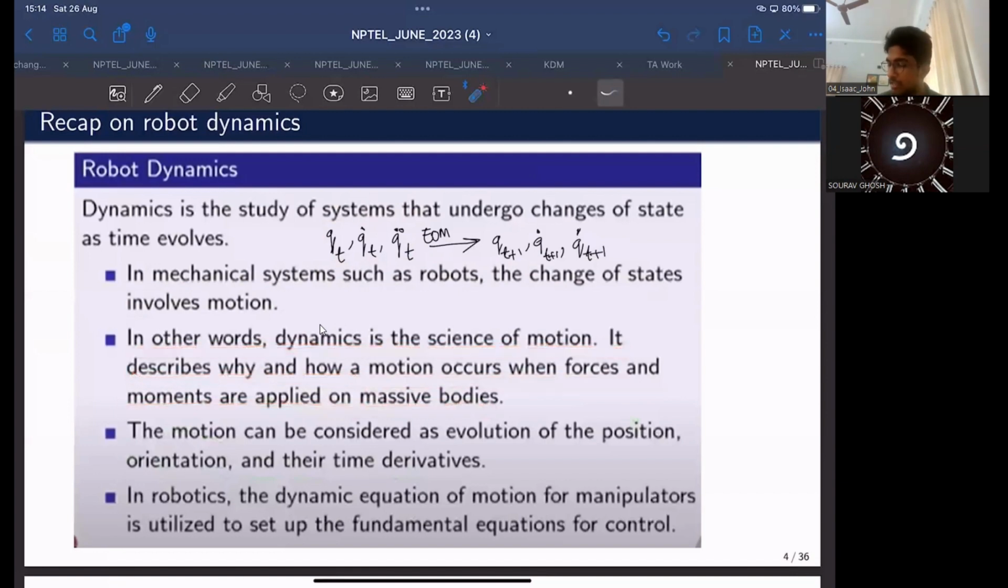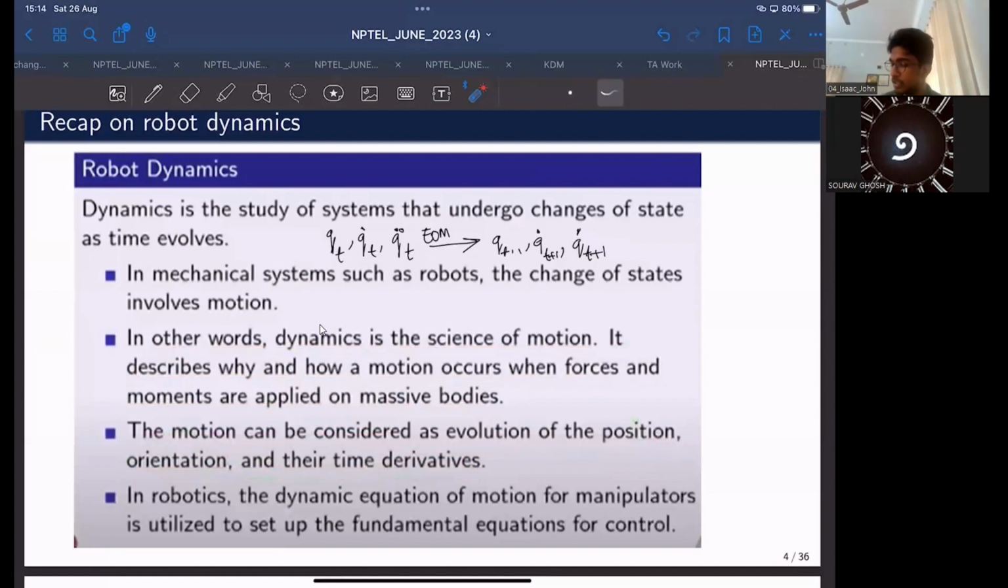As a consequence of the forces and motions, the equations of motion evolve. That is what governs a robot to move from a state t to the state t plus 1. And the third point says the motion can be considered as evolution of position, orientation, and their time derivatives.